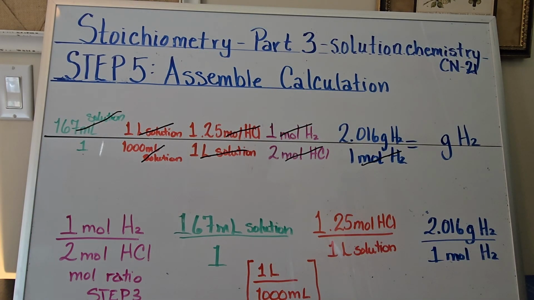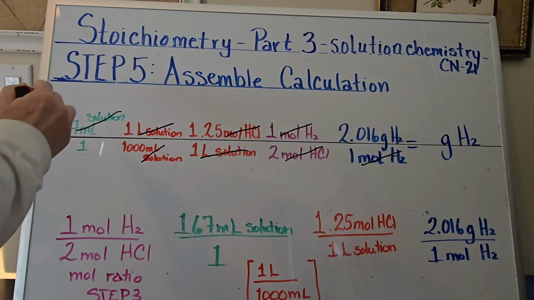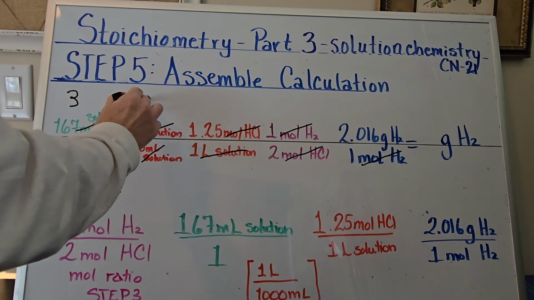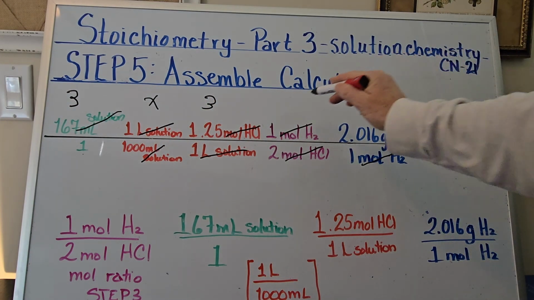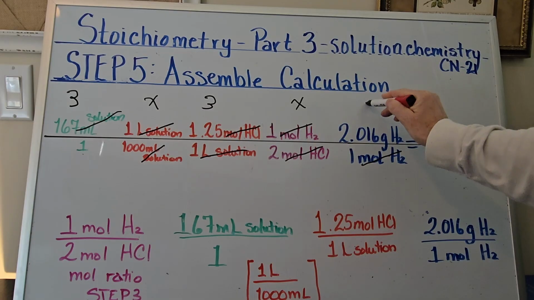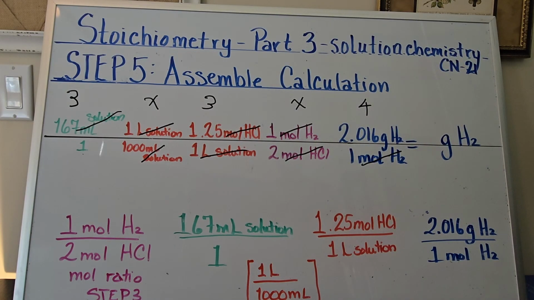If I go ahead and do my calculations and round appropriately, let's look at our significant figures. 3, this is exact. This is 3, and this is exact, and then 4. So I'm going to have to round to 3 significant figures, and what I end up with is 0.210 grams of hydrogen gas. So now my calculation is complete and rounded appropriately.